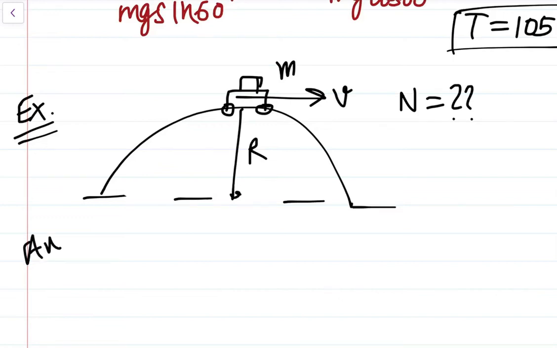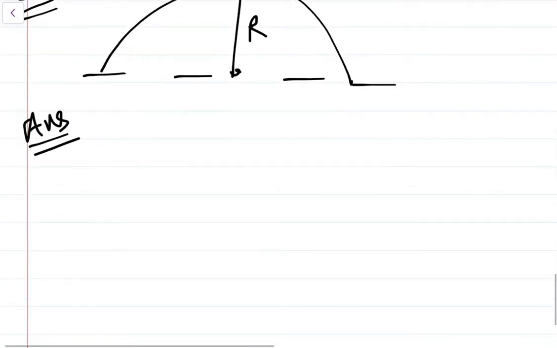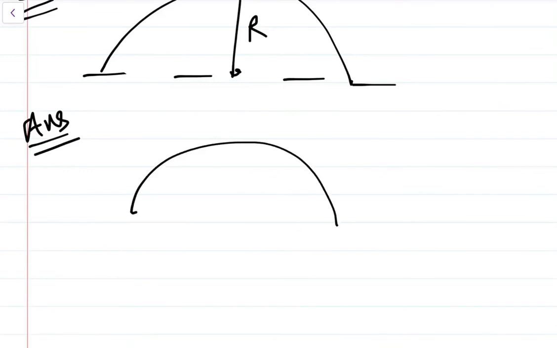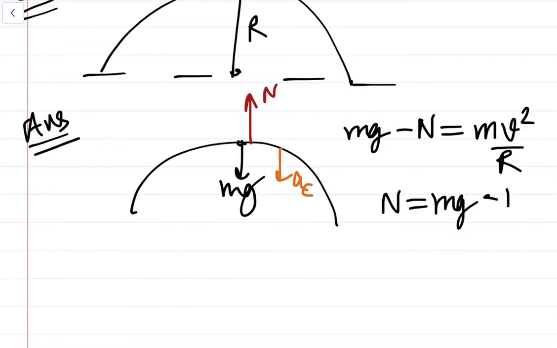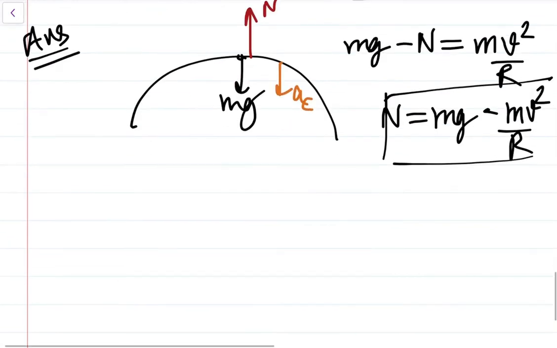Okay, so it's easy enough, so be careful with the direction. It will obviously experience mg in this direction and the bridge will apply normal reaction in this direction, and of course it will experience centripetal acceleration AC towards the center. So it's very easy now. mg minus normal is equal to m, AC is v squared by r, where r is the radius of the bridge. So normal will be equal to mg minus mv squared by r. It's very easy, folks.